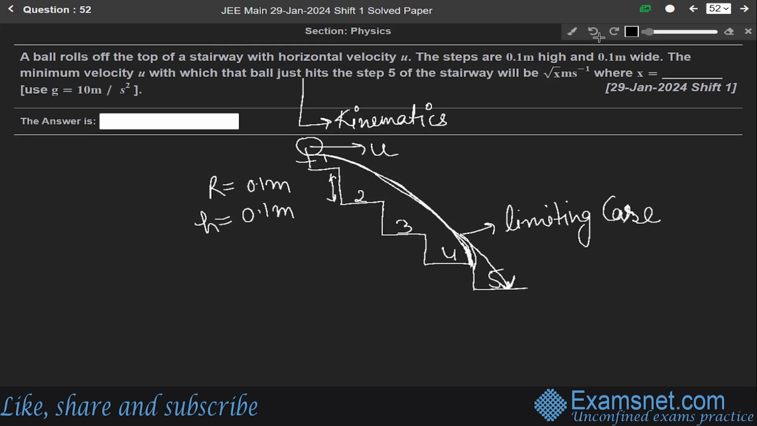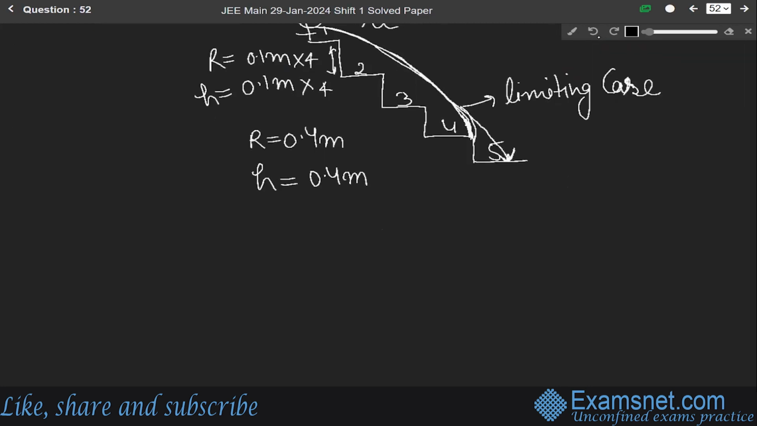So for this, we will take r equals 0.4 meter. Since there are 4 steps, 0.1 into 4, and height h is also 4 steps, 0.1 into 4 equals 0.4 meter. Okay, we are considering the limiting case for this.